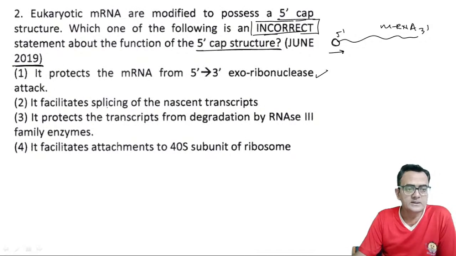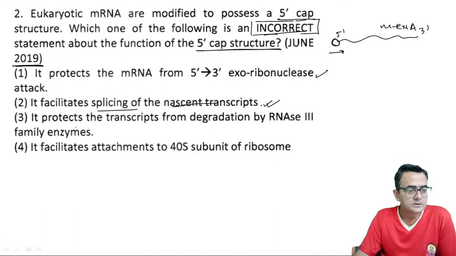Second statement, it facilitates splicing of the nascent transcript. See, many reports are there that 5' capping also helps in another post-transcriptional event, that is splicing. 5' capping starts just after the formation of the transcript. As soon as the mRNA is formed, capping happens immediately in eukaryotes. So apart from protection from the exoribonucleases, it also facilitates the splicing of the nascent transcript. So this is also a correct statement.